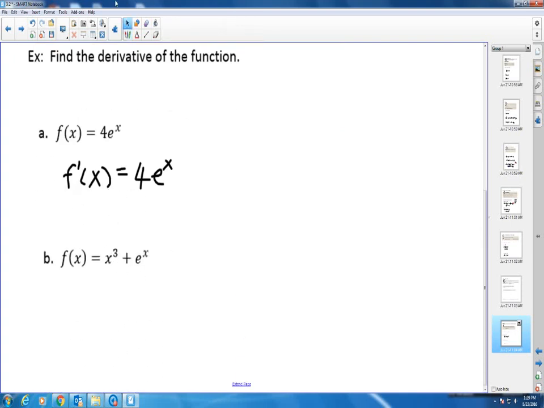This is the sum of two functions. So if I want to take the derivative of x to the 3rd, my f prime of x, the derivative of my function f, will be 3x squared, and the derivative of e to the x will still be e to the x. So this will be my answer.